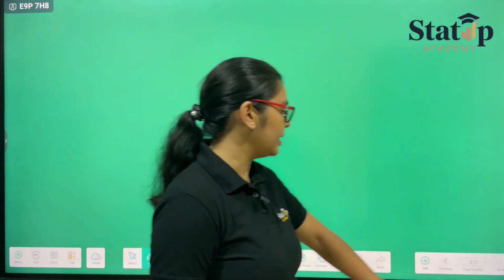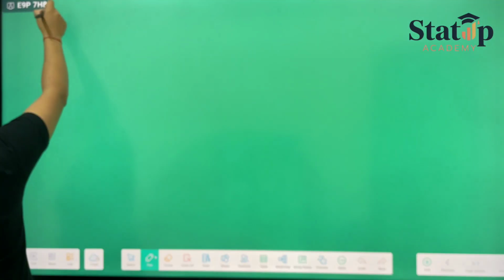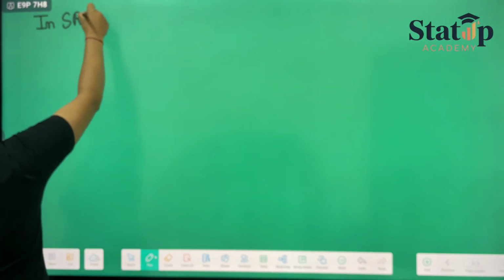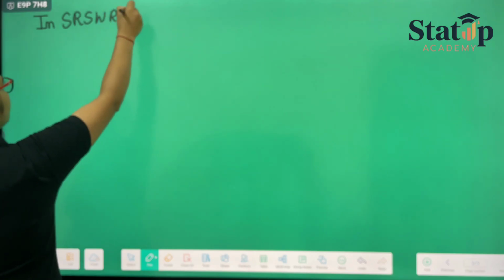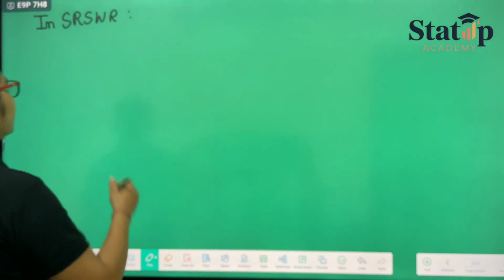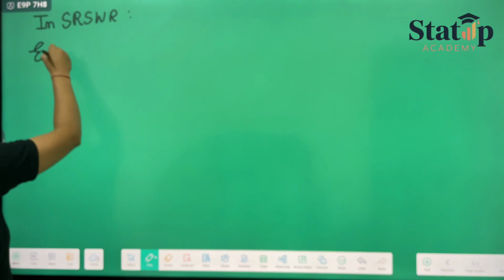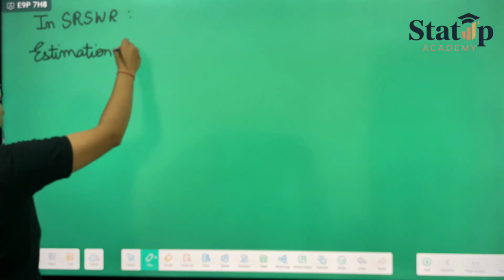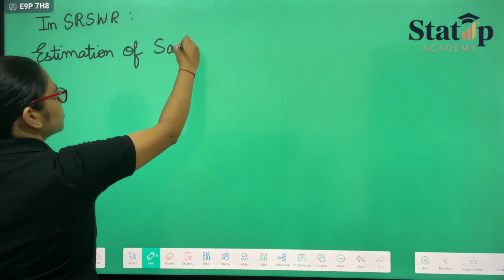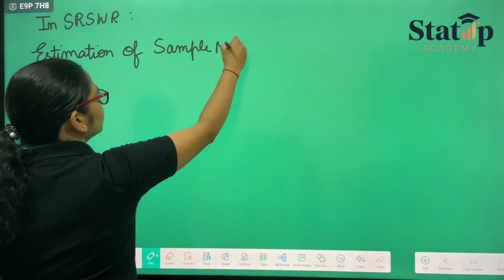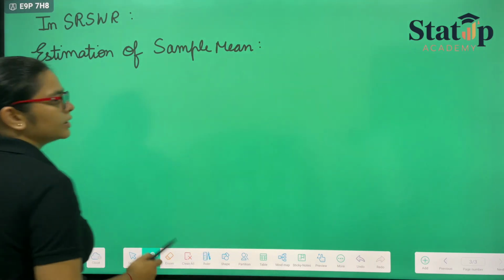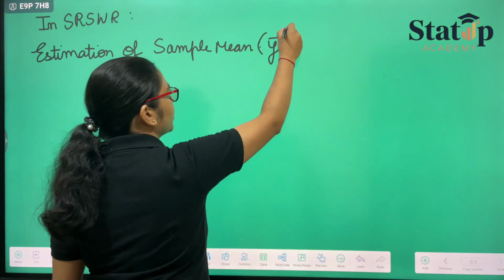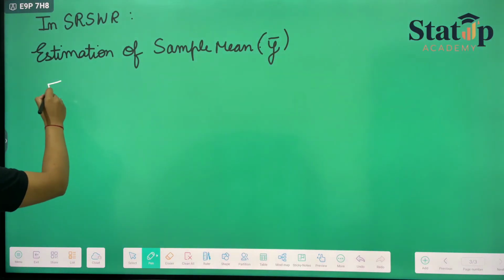Now we will start estimation. So first is in SRSWR, simple random sampling with replacement. We are deriving the expectation of the sample mean. We all know what the sample mean is, small y bar. So we can write it here also, small y bar. So the expectation of small y bar.